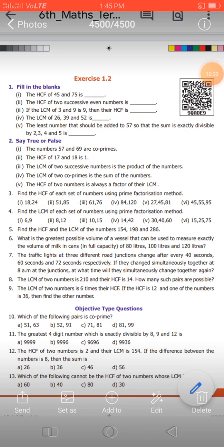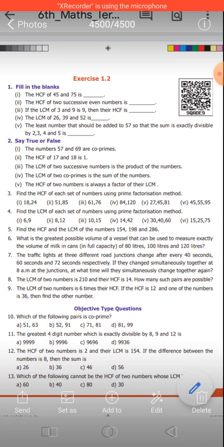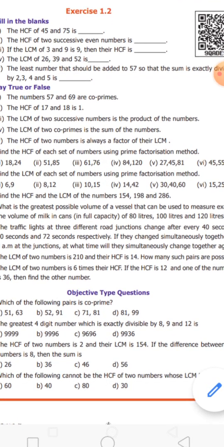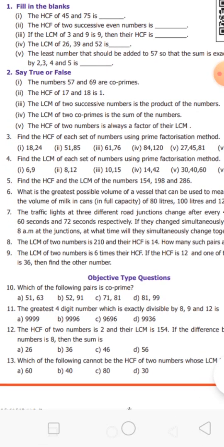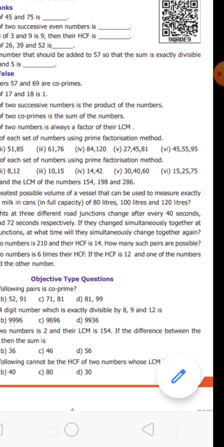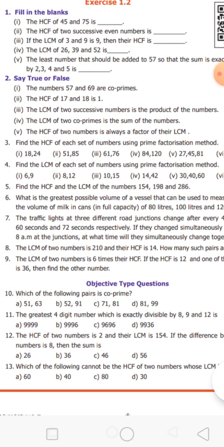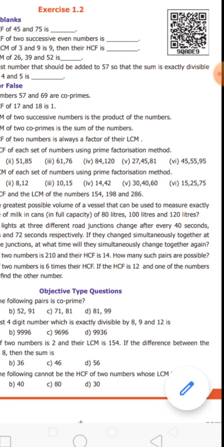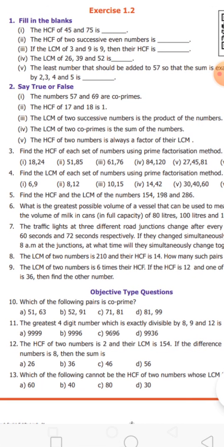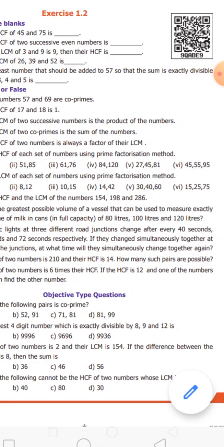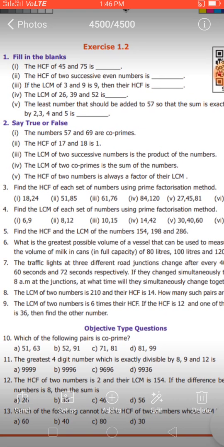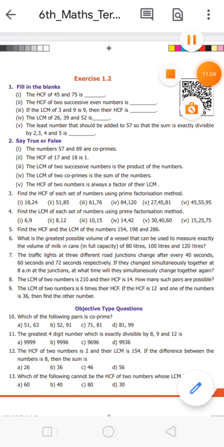And look at the seventh sum. The traffic lights at 3 different road junctions change after every 40 seconds, 60 seconds and 72 seconds respectively. So the traffic light signal will change automatically. If they change simultaneously together at 8 a.m. at the junction, at what time will they simultaneously change together again? Okay, now I'm going to use LCM.